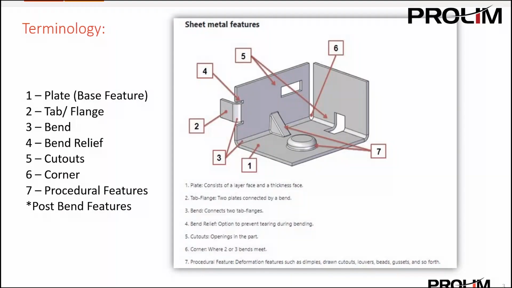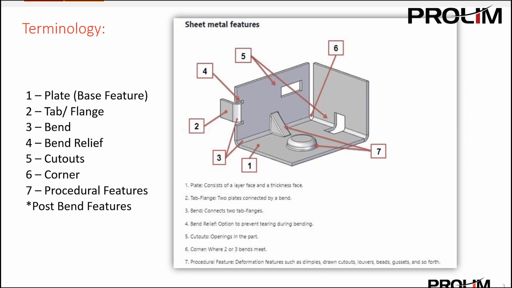Now let's quickly go over some commonly used terminology within the Solid Edge sheet metal environment. We'll look at the 7 most commonly used terms. Number 1 is your plate or base feature, which is the origin for your sheet metal part. All your other features and geometry will be derived from this part. It's also going to be the origin for your flat pattern when we get to create that.